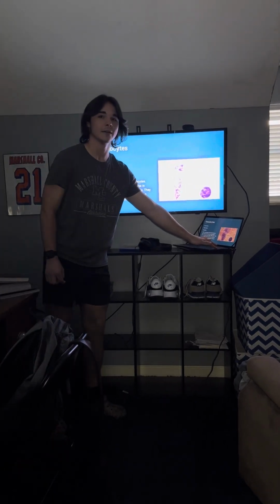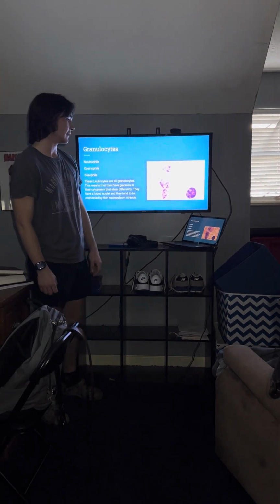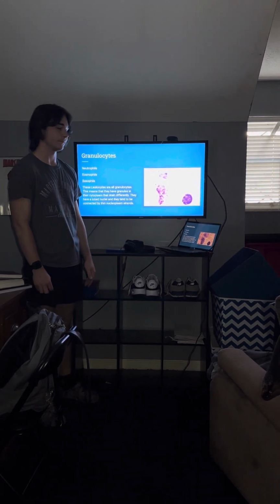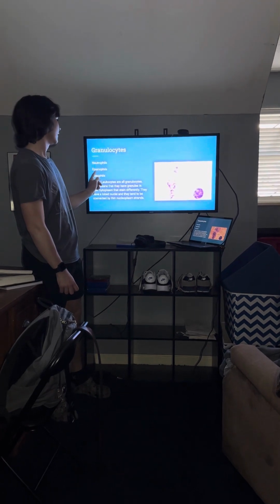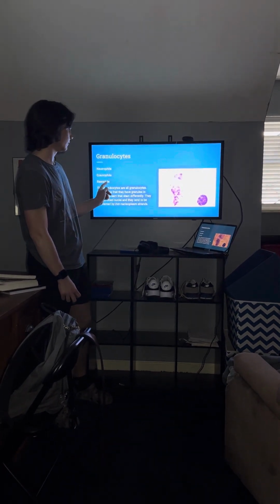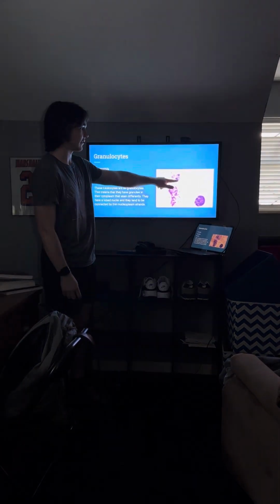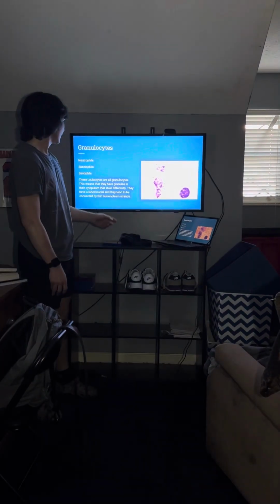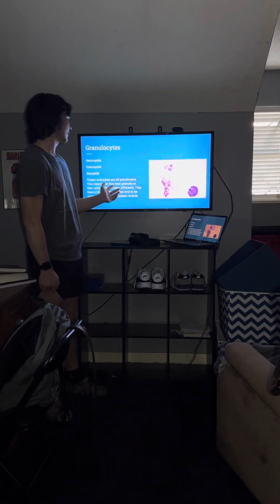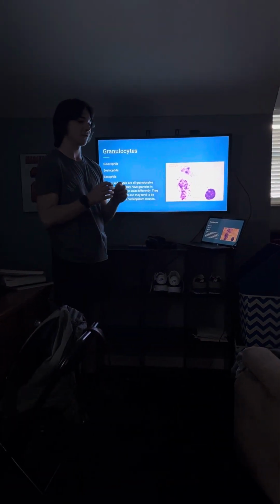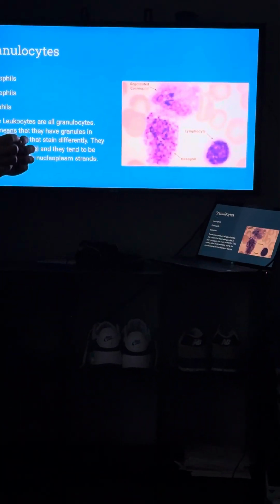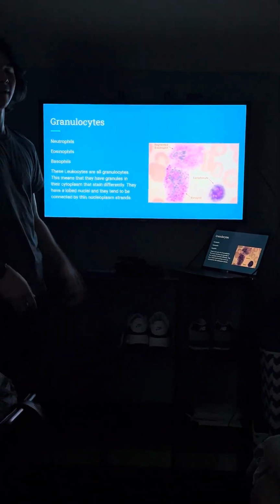Alright, first let me talk about a category of white blood cells, which is granulocytes. We got neutrophils, eosinophils, and basophils. This is a basophil, and this right here is an eosinophil. These leukocytes are all granulocytes. This means that they have granules, and they are all connected by thin strands of nucleoplasma.